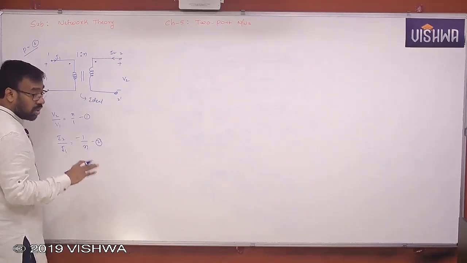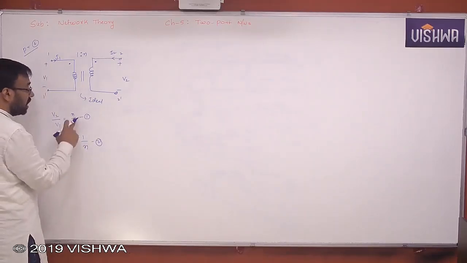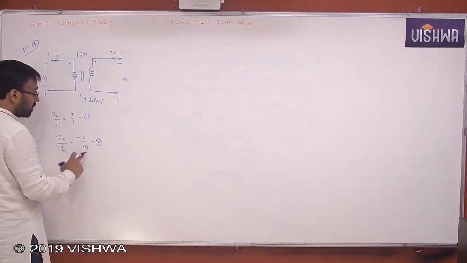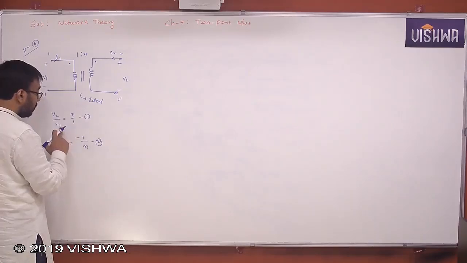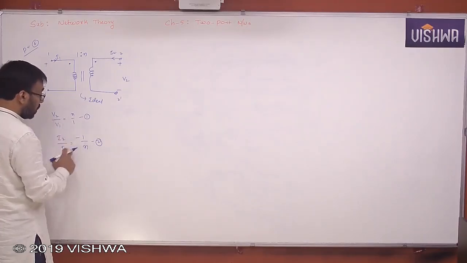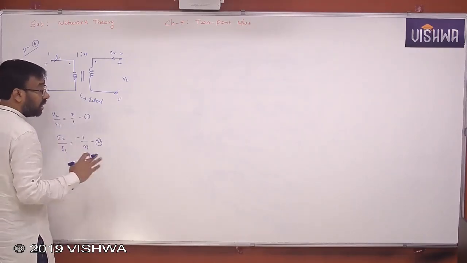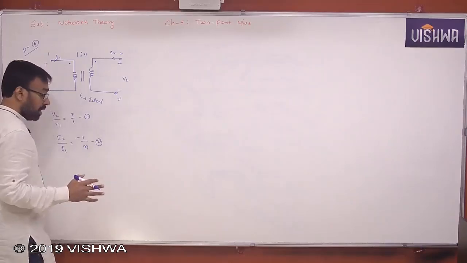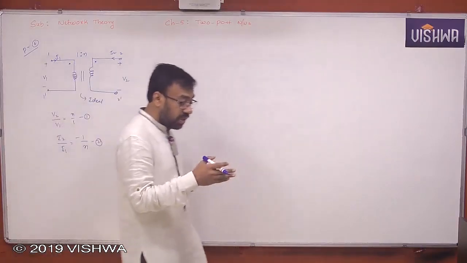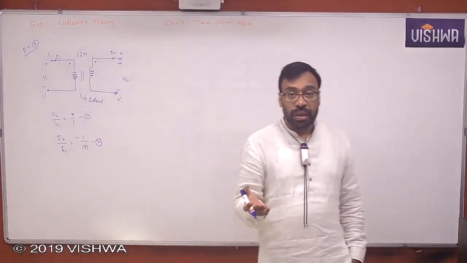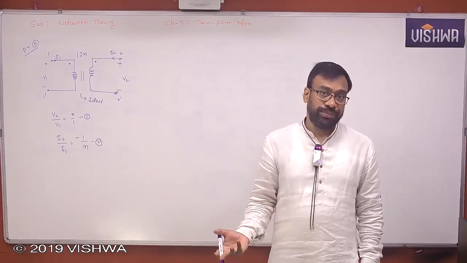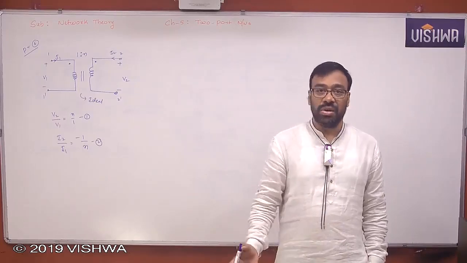I'm sure that it is not possible, because V2 can be expressed in terms of V1, I2 can be expressed in terms of I1, or else V1 can be expressed in terms of V2, I1 can be expressed in terms of I2, but you can't really express V1, V2 in terms of I1, I2, or I1, I2 in terms of V1, V2. Both the things are not possible.